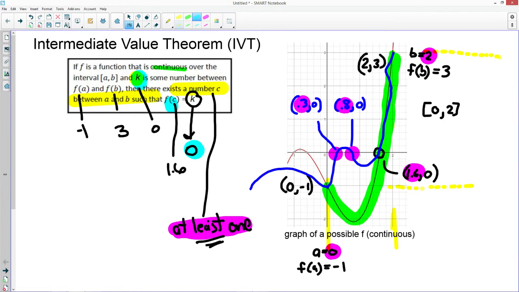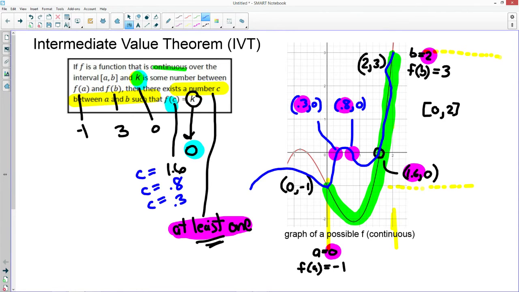1.6 was one of them, now 0.8, and 0.3 in this new example. C equals this, C equals this, C equals this. So in this case, there were 3. Because it's continuous, because there's no sudden jump, it has to be like that.